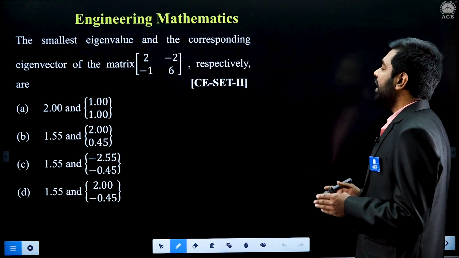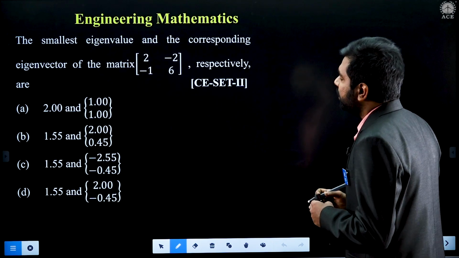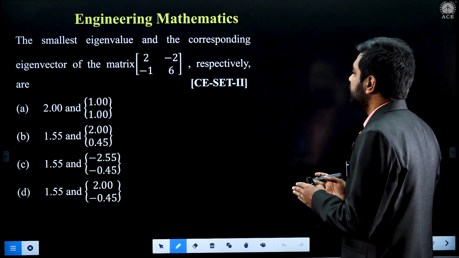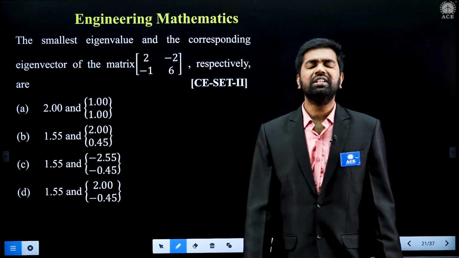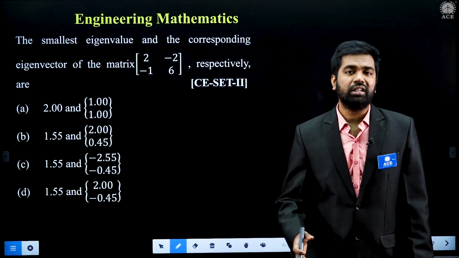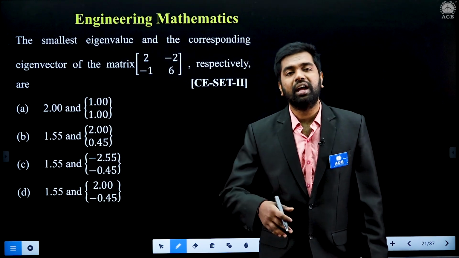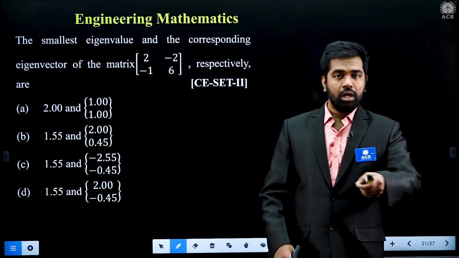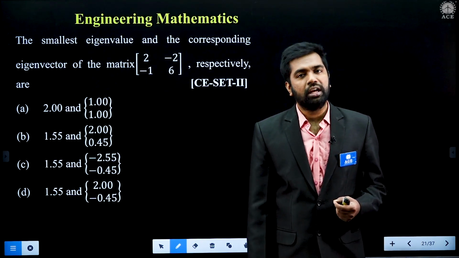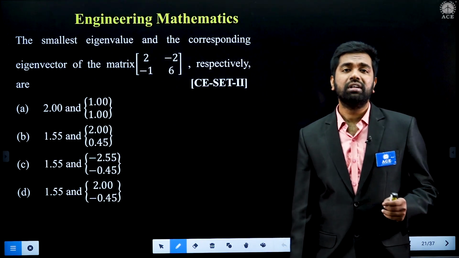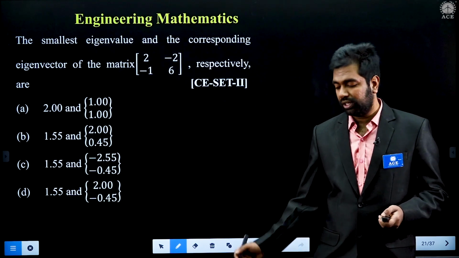The smallest eigenvalue and the corresponding eigenvector of the matrix respectively are dash. So, it's not just asking what is eigenvalue and eigenvector. You are supposed to find the eigenvalues, among them the smallest eigenvalue, and the corresponding eigenvector. So, first thing is find the eigenvalues. See what is the smallest eigenvalue. Let's have a look at this.